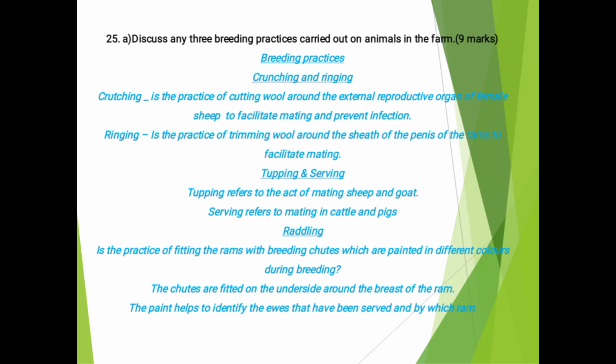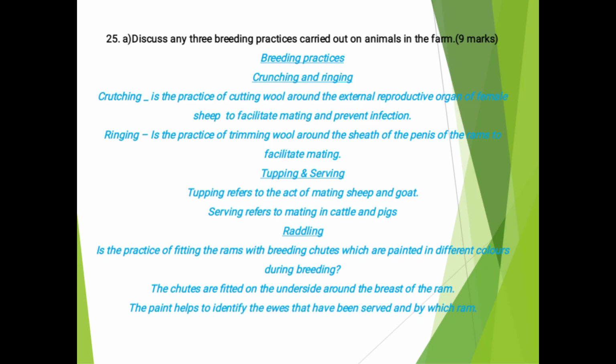Question 25, part A. Discuss any 3 breeding practices carried out on animals in the farm. Some of the breeding practices include, but not limited to, crutching and ringing. Crutching is the practice of cutting wool around the external reproductive organ of female sheep to facilitate mating and prevent infection. Whereas ringing is the practice of trimming wool around the sheath of the male reproductive organ of rams to facilitate mating.